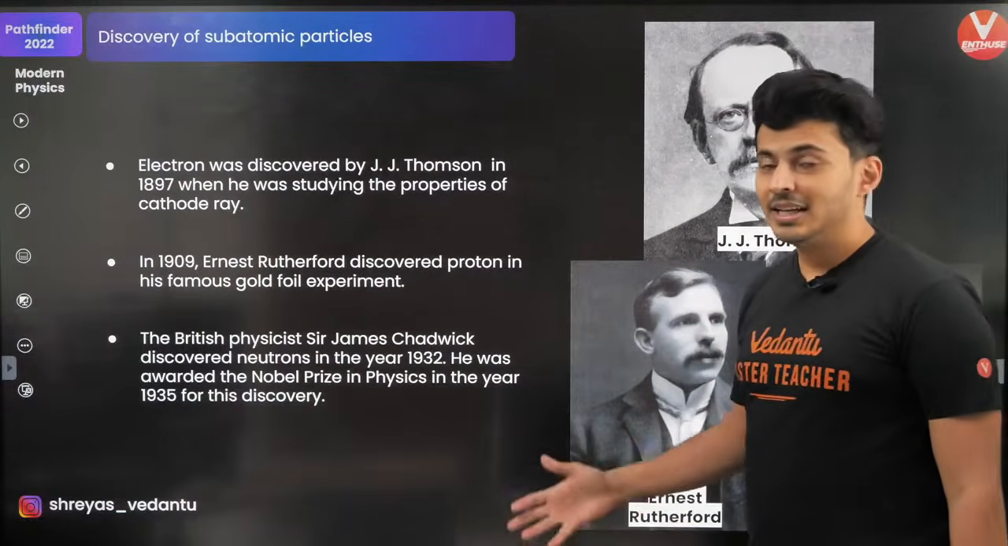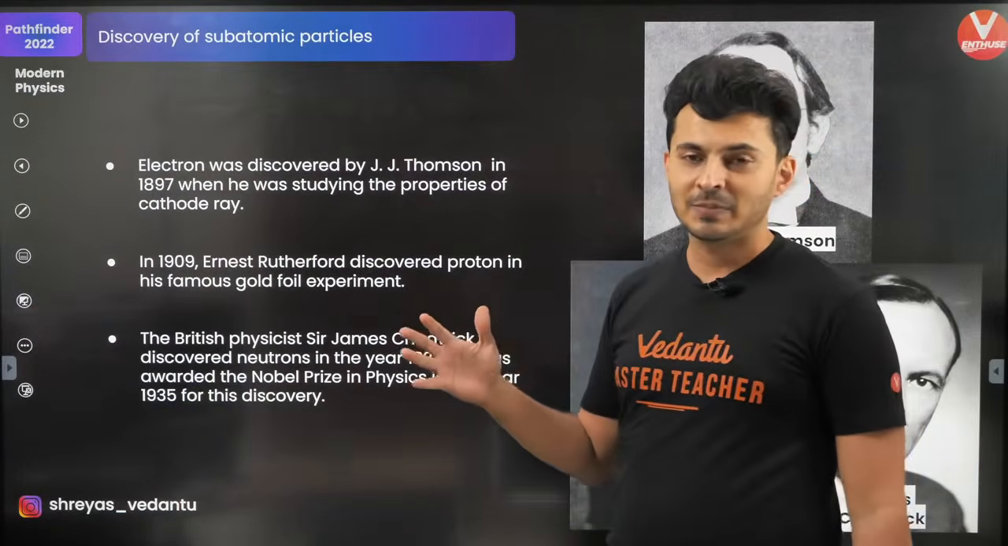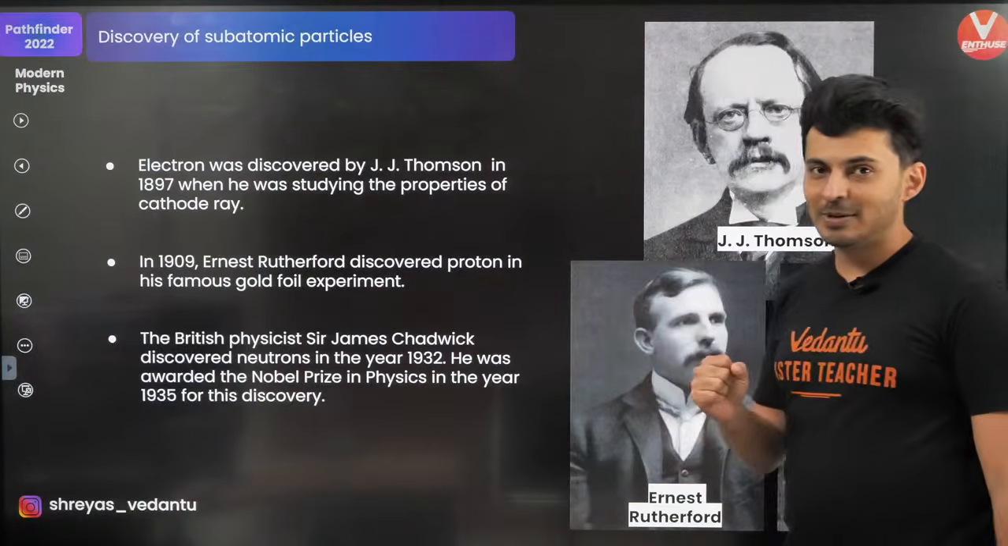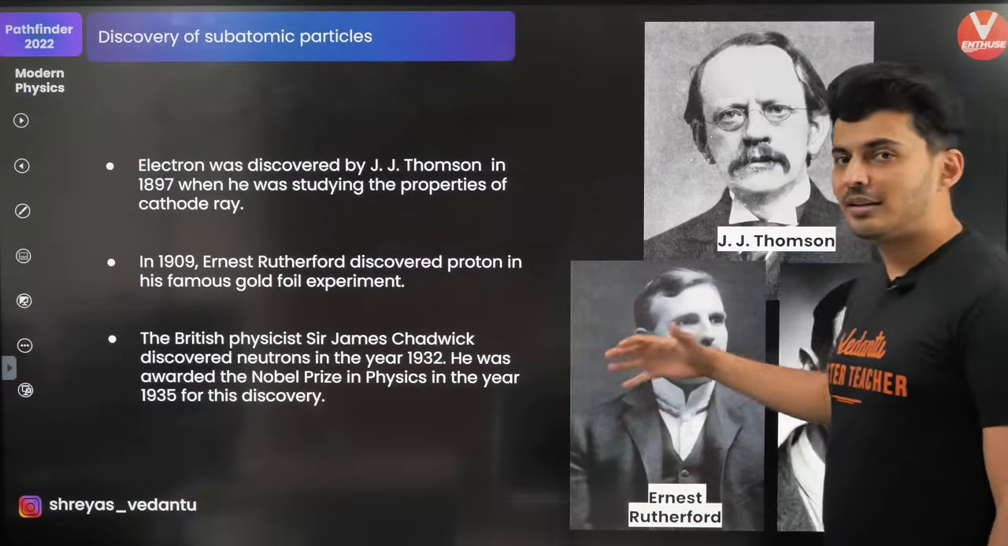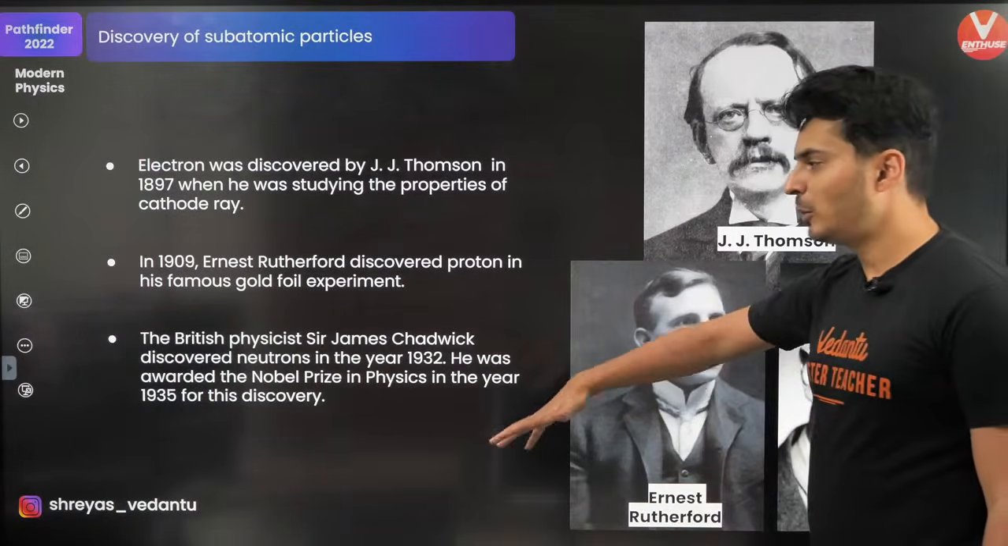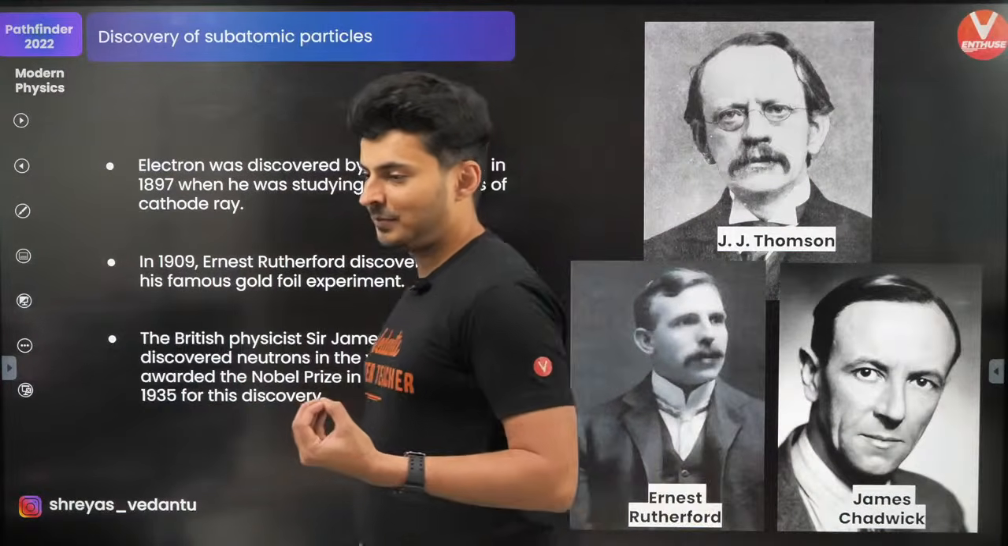And Rutherford, he was the one who discovered the proton with his famous scattering experiment. And then we had Chadwick, who discovered the neutron. Again, he won the Nobel Prize for discovering that fundamental particle.